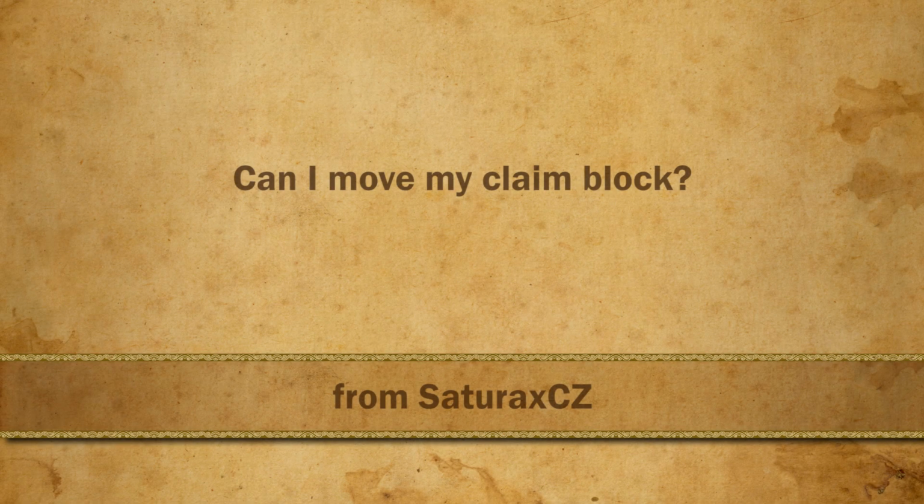So the third question, can I move my claim block? Right, so the short answer for that is no, you cannot. We have decided that in the initial implementation, we are just going to require you to think carefully about placing your claim block. This means that if you want to move it, you have to find your new location, you will have to deconstruct your old block, you have to rebuild your new block, and your area will go into contested for another 10 minutes.